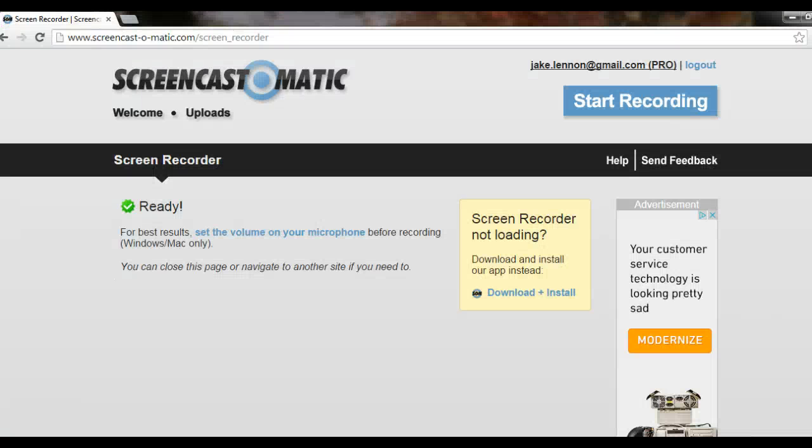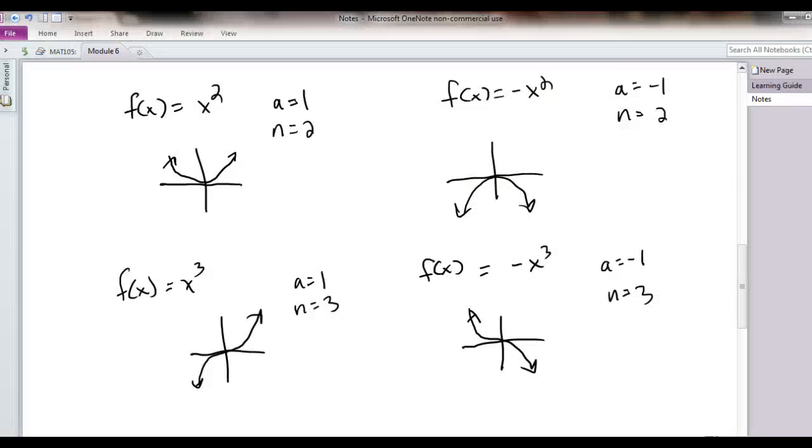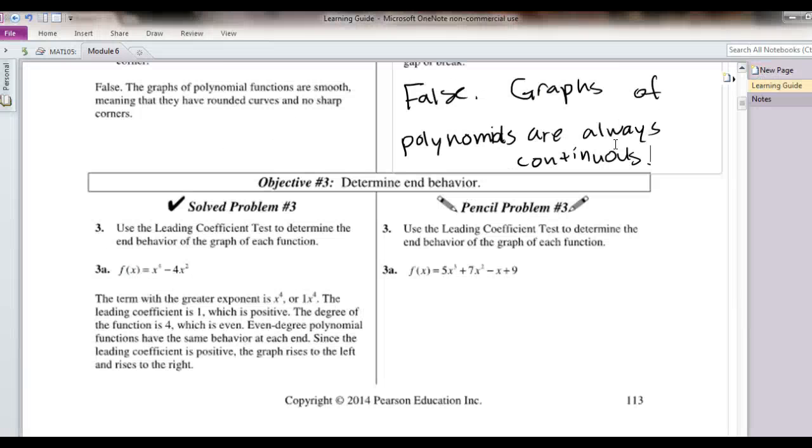Okay, so that's the screen recording software. I meant to click OneNote and go back to the learning guide.